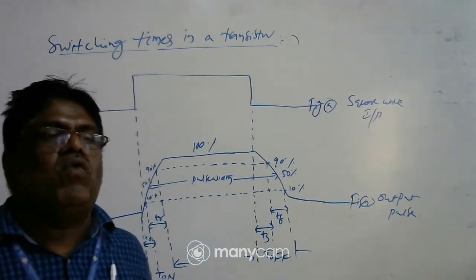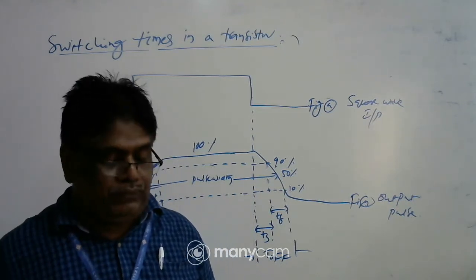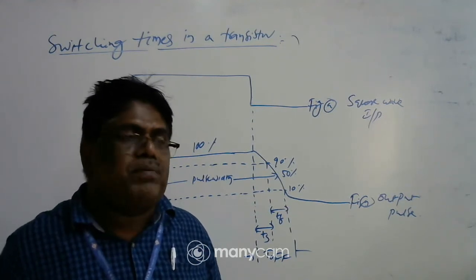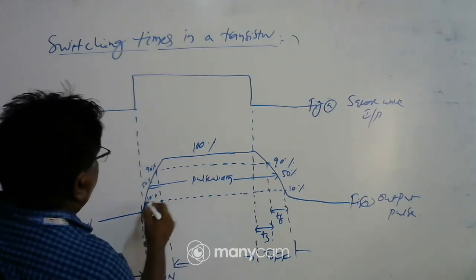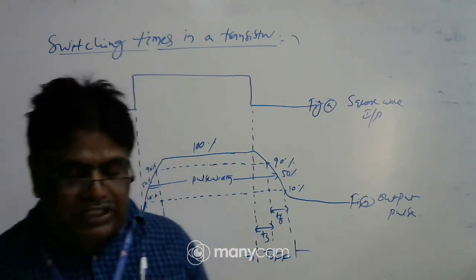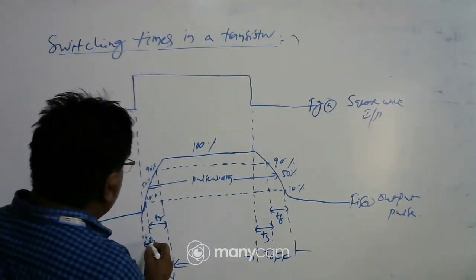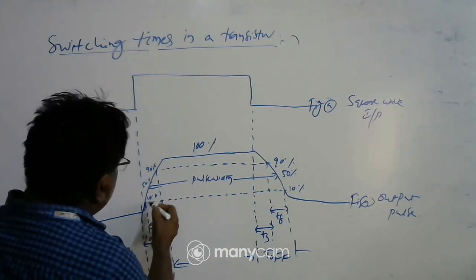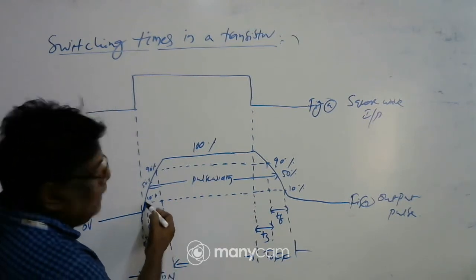Once again I am explaining what the time delay is. The time interval between the beginning of the input and the output voltage or current reaching 10% of its maximum value is defined as time delay, TD. Time delay is represented with TD. So here, from 0 to here, that is called delay time.